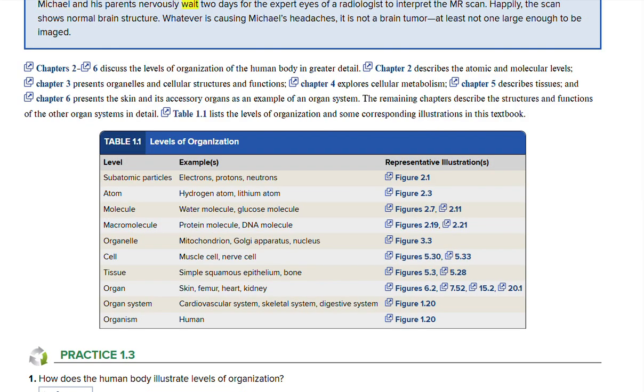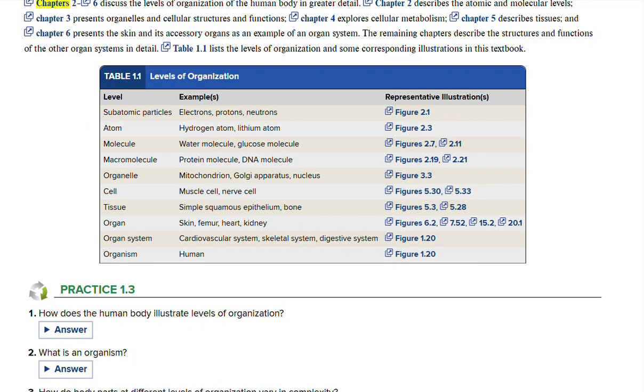Michael and his parents nervously wait 2 days for the expert eyes of a radiologist to interpret the MR scan. Happily, the scan shows normal brain structure. Whatever is causing Michael's headaches, it is not a brain tumor, at least not one large enough to be imaged. Chapters 2 through 6 discuss the levels of organization of the human body in greater detail. Chapter 2 describes the atomic and molecular levels.